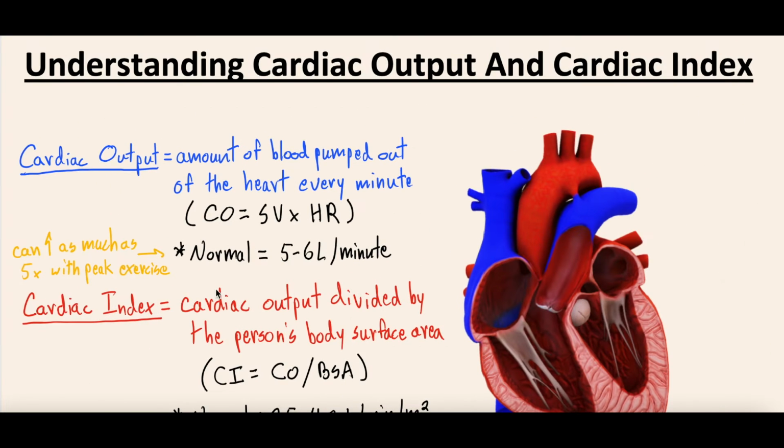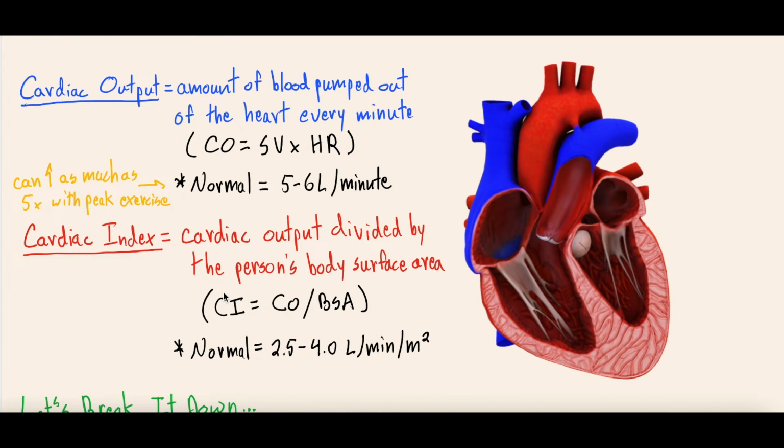All right, thanks for sticking around. So the cardiac output to start. At its most basic definition, the cardiac output is the amount of blood pumped out of the heart every minute, right? The output of the heart, cardiac output, output of the heart. And that makes sense from a definition standpoint.